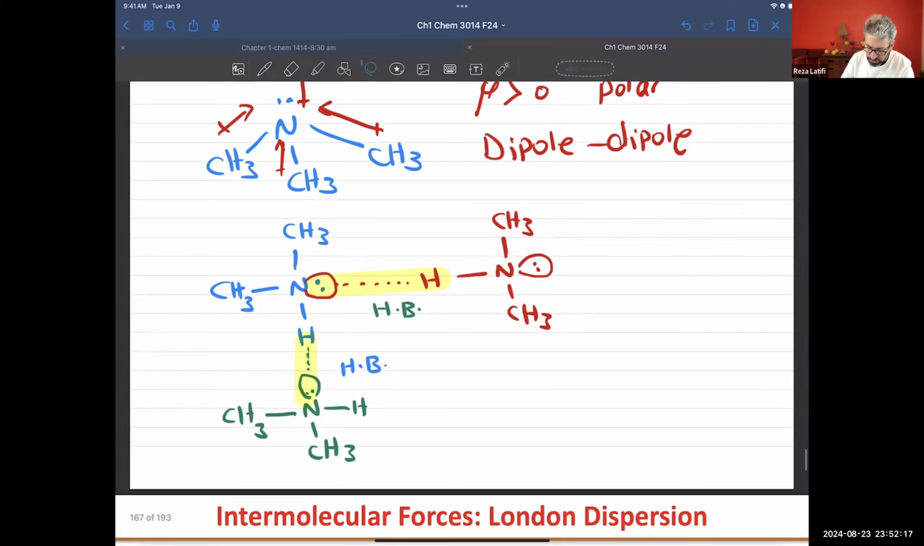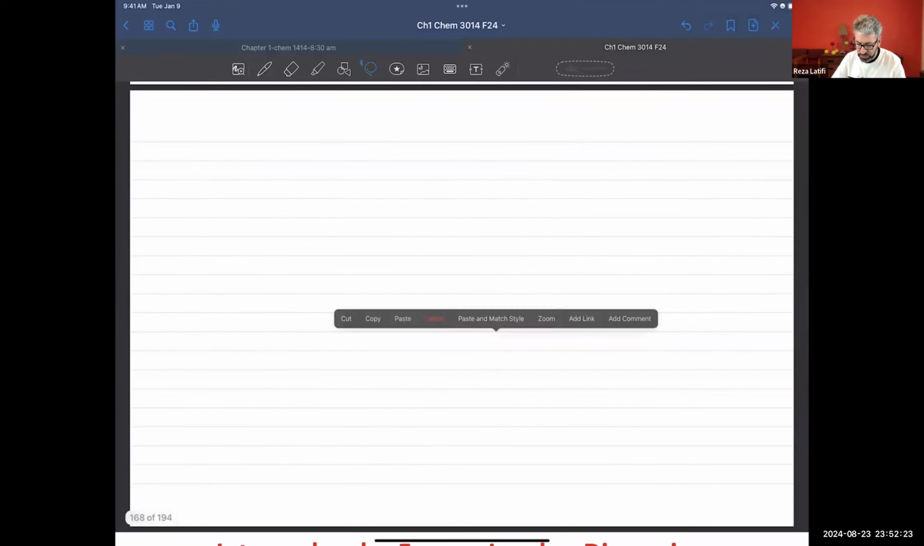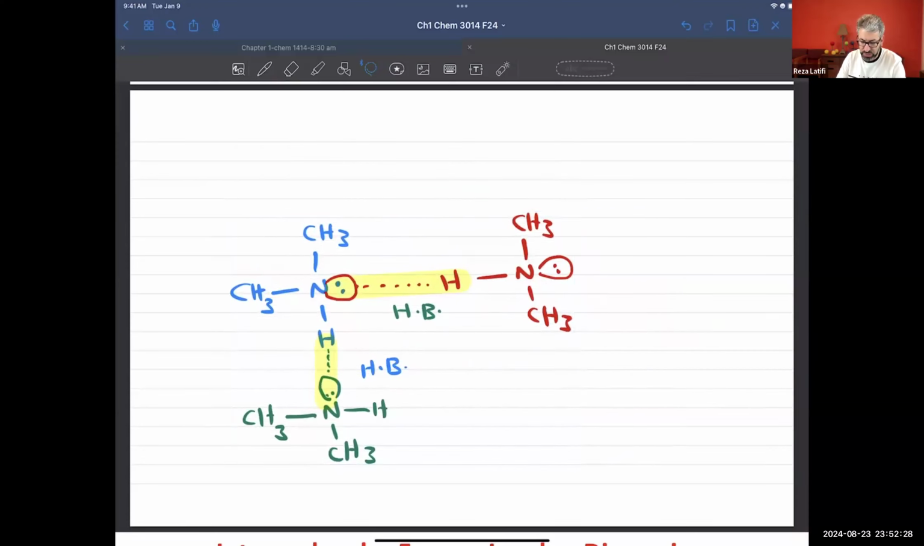Okay, let's copy paste that. Again, I'm going to change one of the methyl groups to hydrogen. So if I change one of the methyl groups to hydrogen, let's say this one, we're going to change it to hydrogen. We're going to do the same thing here. Let's change that one, and for example, this one. So I put hydrogen here.